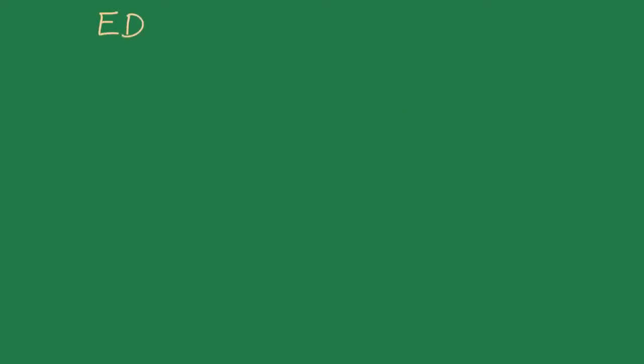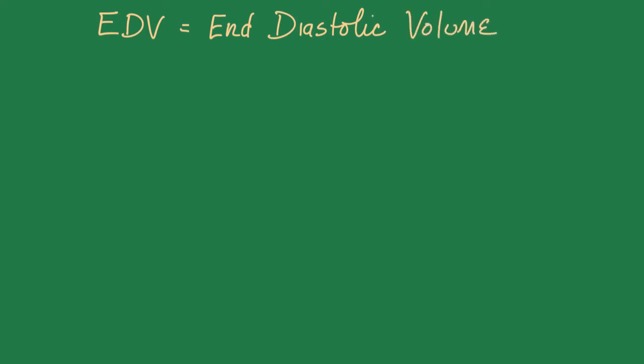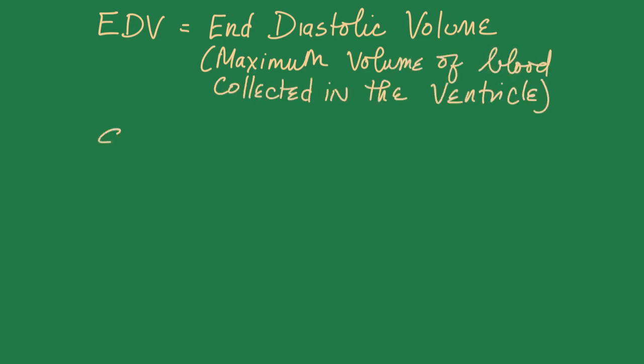Let's review those blood volumes. EDV, end diastolic volume. This is the blood that is collected in the ventricles at the end of ventricular filling. So it is the maximum amount of blood that is in the ventricle during a single cardiac cycle. The next volume is stroke volume.